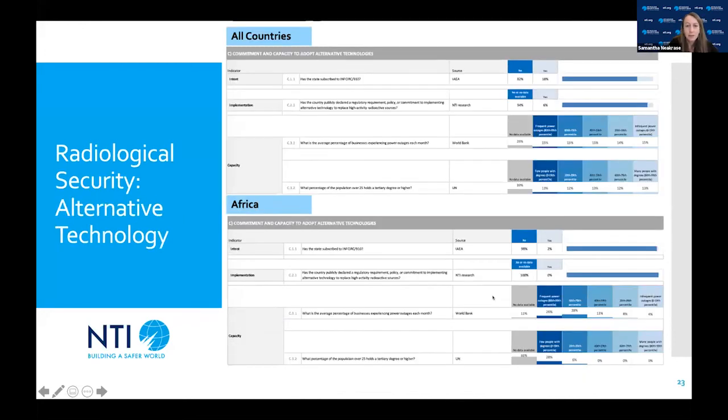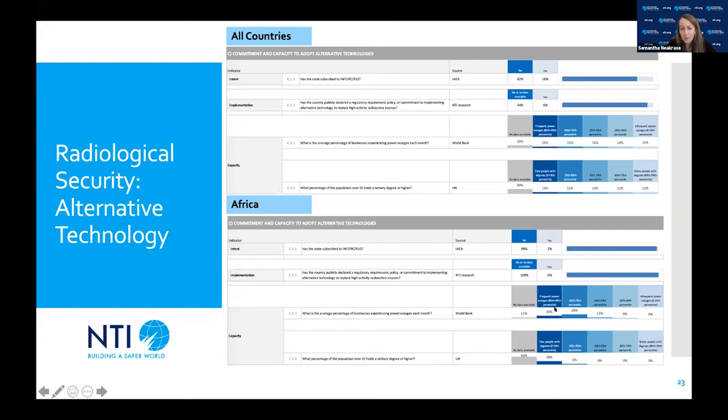And the last one is on alternative technology. I mentioned swapping out the most dangerous sources for another technology that's just as effective but doesn't pose that risk. Again, this chart is hard to read here, but you'll see it in the PDF. This is a weak area around the world. Most countries have not committed to replacing these sources with an alternative technology, and there are significant capacity challenges that have to be addressed. It's one thing to say countries should do this. It's another thing to recognize that there may be limited infrastructure or skilled workforce to maintain these technologies.